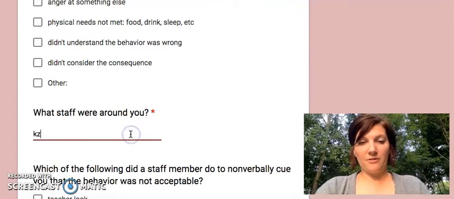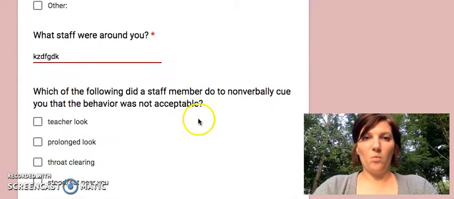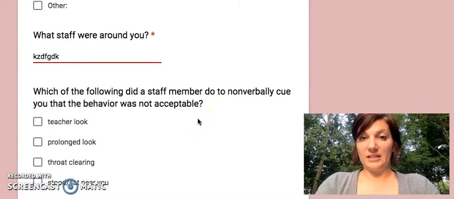What staff were around you? I'm going to write blah, blah, blah, so we can keep moving. That's a required one. Which of the following did a staff member do?